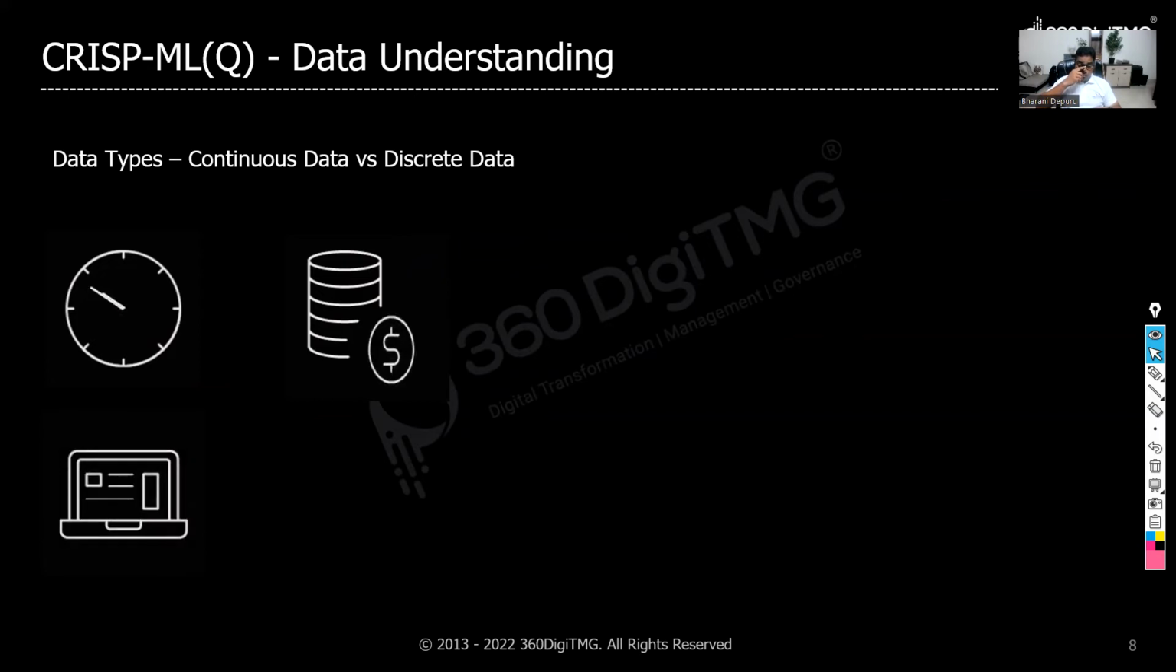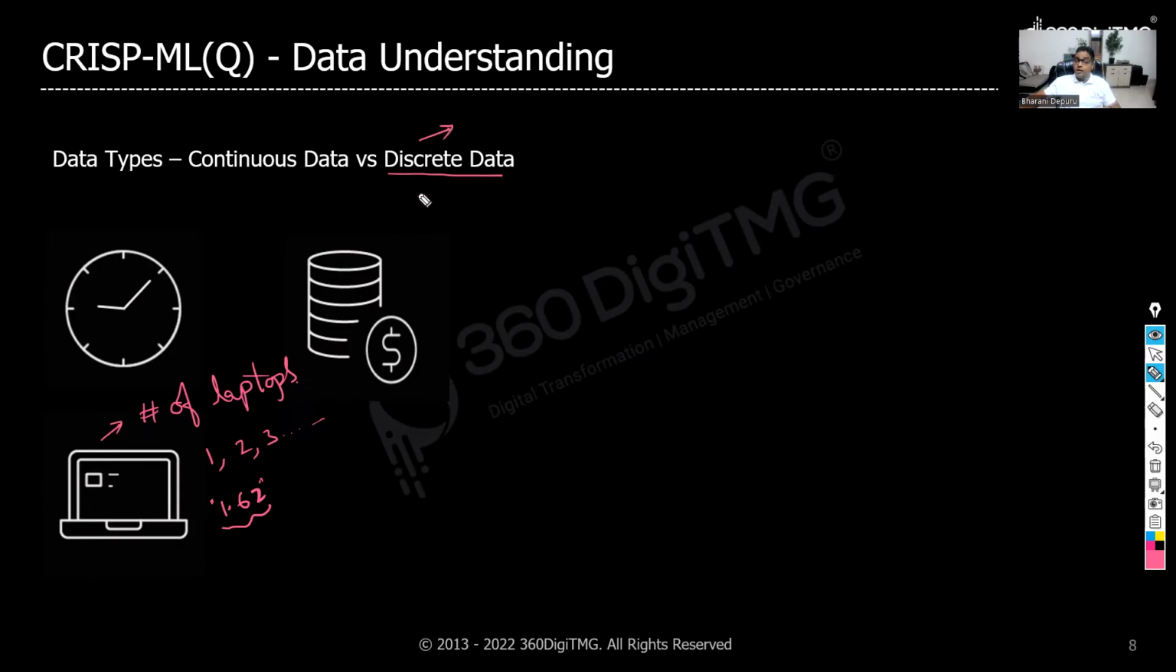Let us try to draw parallels with, maybe, a laptop. Number of laptops that you have. You can say you have one laptop, or two laptops, or three laptops. Can you ever say I have 1.62 laptops? What do you mean by 1.62 laptops? Are you going to break your laptop into pieces and keep only 0.62 pieces? No, either you have one laptop or you have two or three or none.